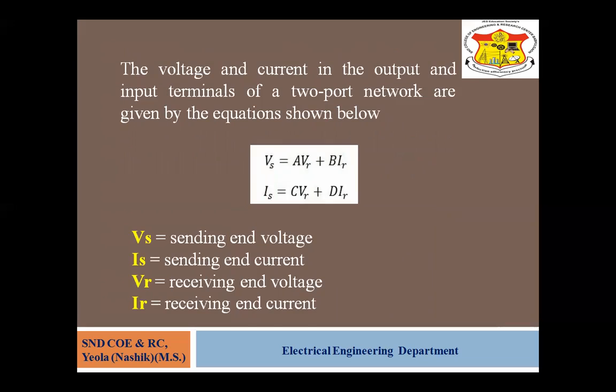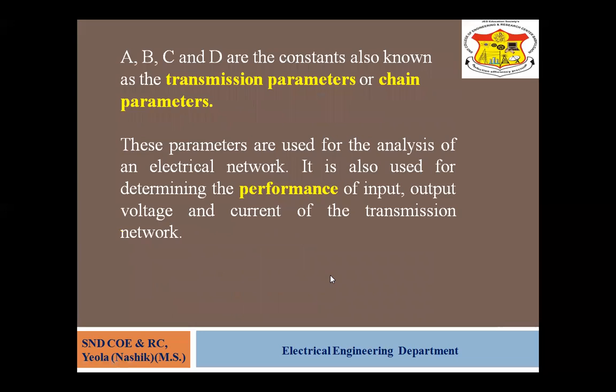The voltage and current at the output and input terminals of a two-port network are given by the equations shown below. Vs is equal to A VR plus B IR. Is is equal to C VR plus D IR, where Vs and Is are the sending end voltage and sending end current, and VR and IR are the receiving end voltage and receiving end current.